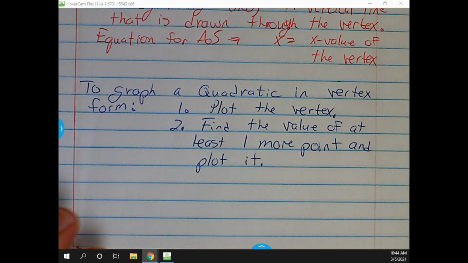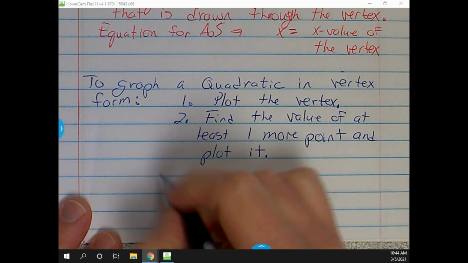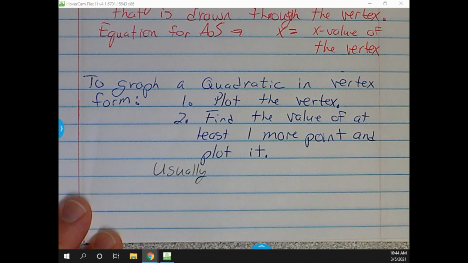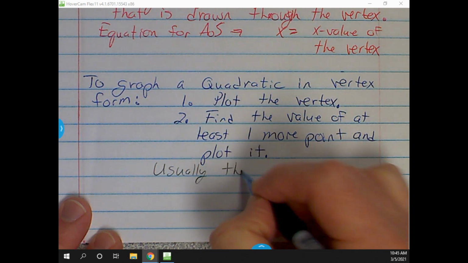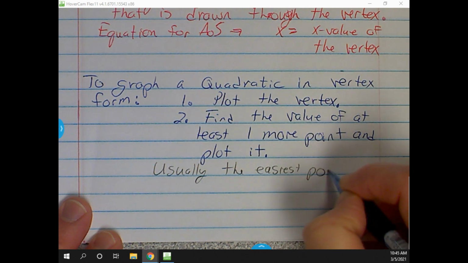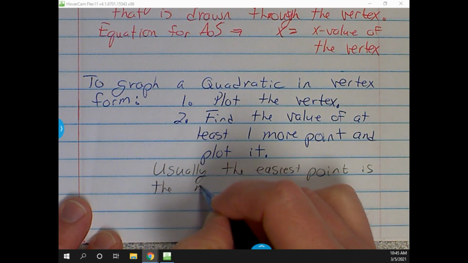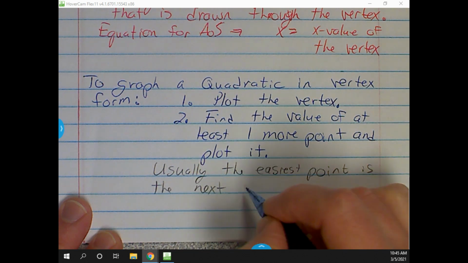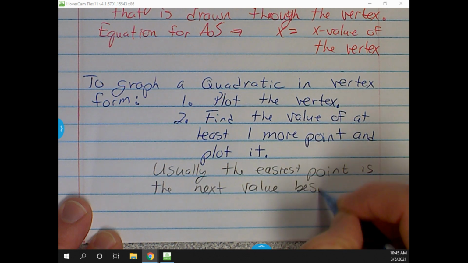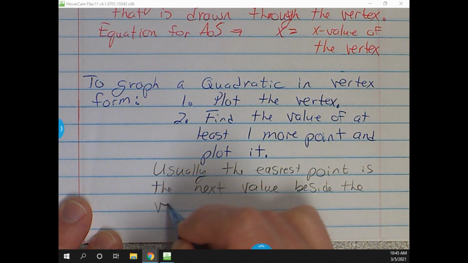In most cases, usually the easiest thing to do when you're finding this next point, and it's not always, I'm going to show you one here in a little bit where we can actually do a shortcut. Usually the easiest point is the next whole number, or we'll just say the next value beside the vertex.